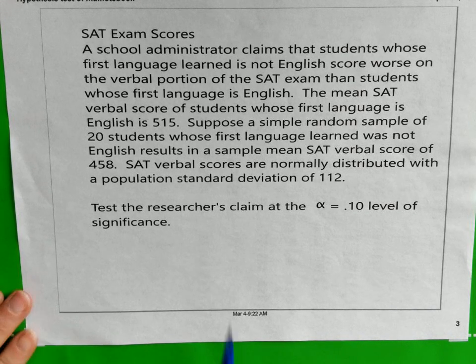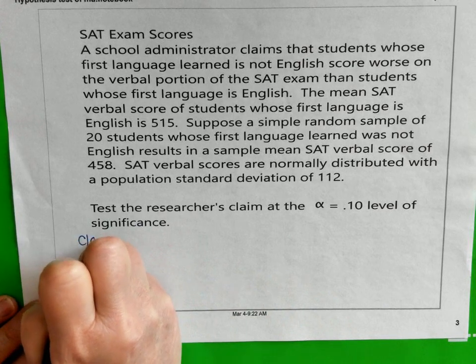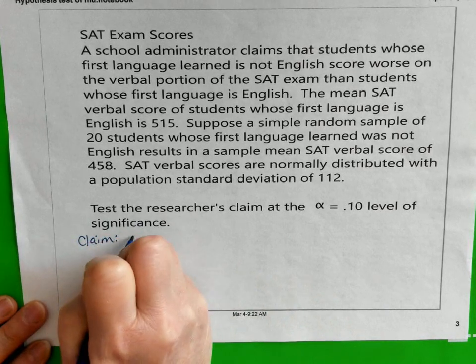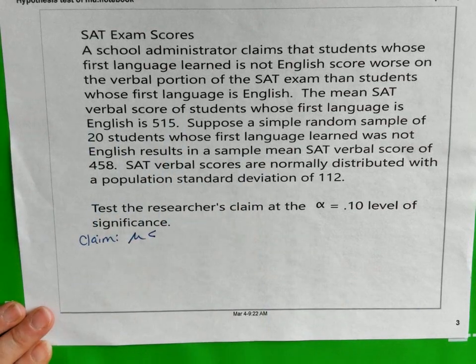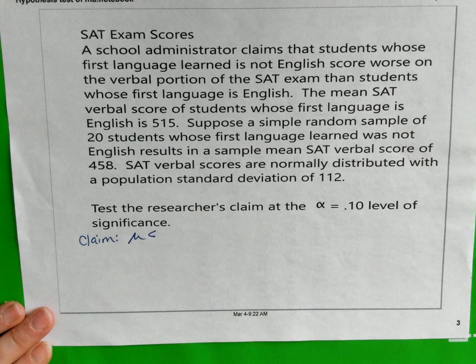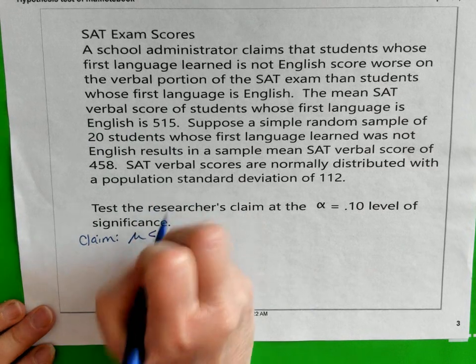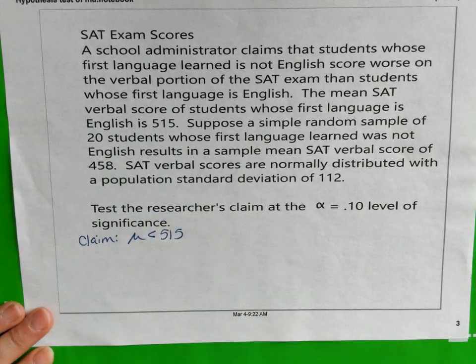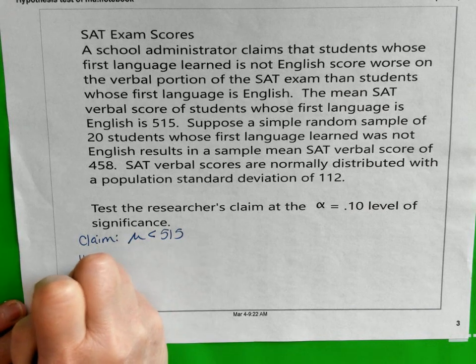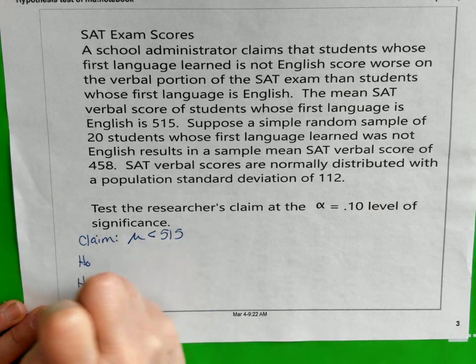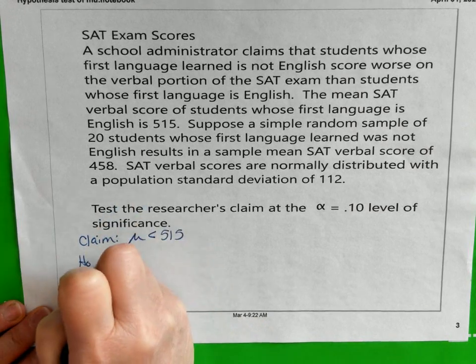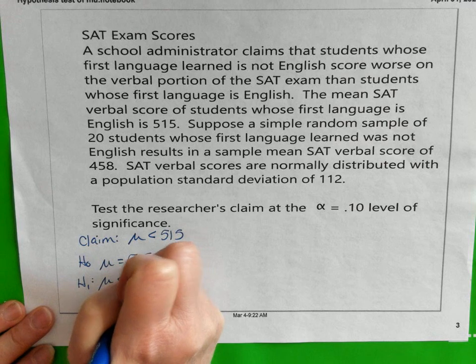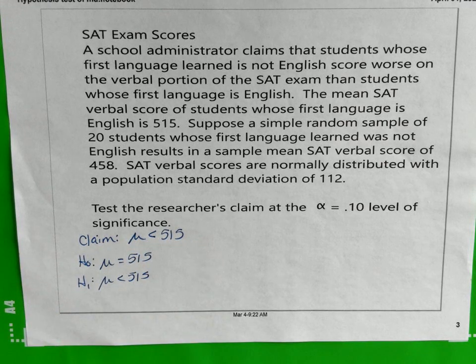So, what is my claim? Well, my claim is that the mean is less than what? It says worse, so we're going to do less. The mean SAT verbal score of students whose first language is English is 515. So what is my H sub 0 and what is my H sub 1? Well, H sub 1, mu less than 515, and H sub 0, mu equal to 515. Again, you can use greater than or equal. That's perfectly fine. I don't have a problem with that.